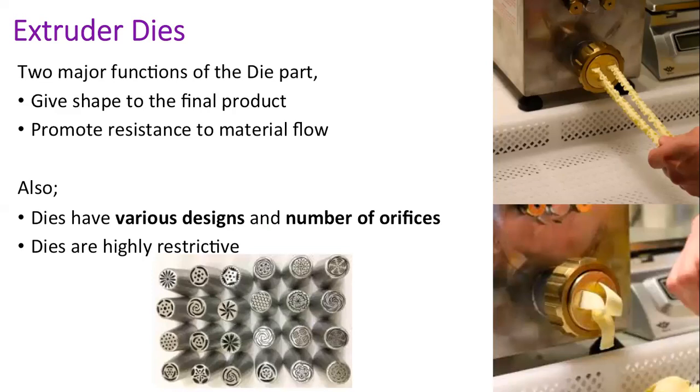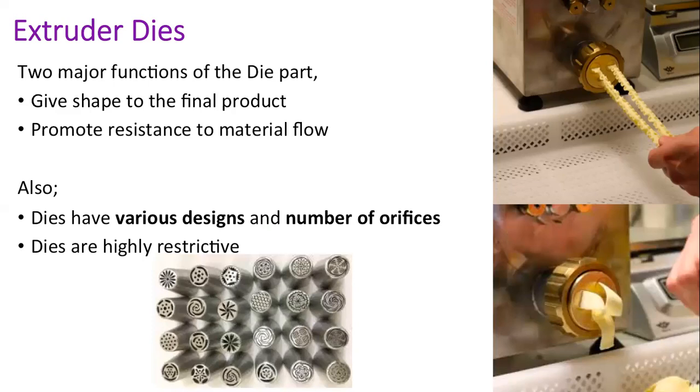Also, dies have various designs and number of orifices. Dies are highly restrictive, right? Various designs තියෙනවා ඔයගොල්ලෝ දන්නවා. Orifices can සිදුරු කීපයක් තියෙන්න පුළුවන්, එකක් තියෙන්න පුළුවන්, right? So these are the important things to be remembered. And what are the other important things?